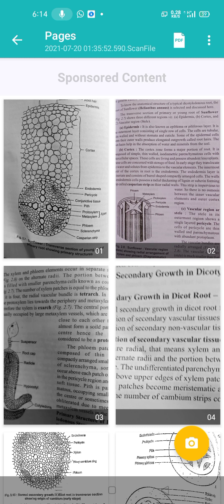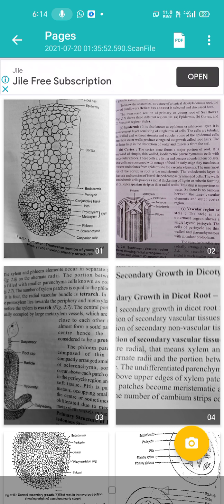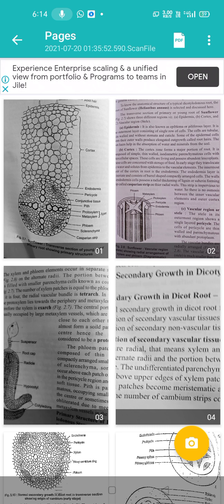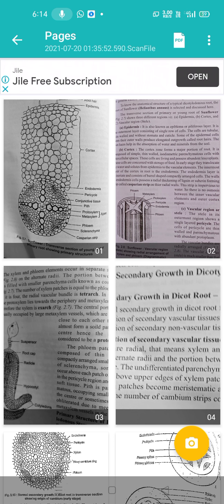Then second, the normal secondary growth in dicot root and stem. Then the third subtopic is anomalous secondary growth in Bignonia and Dracaena. And last, we will study the periderm and lenticels. In this first unit, the primary structure of monocot root, stem and leaf may be deleted, and only the normal secondary growth in dicot root and stem is studied.